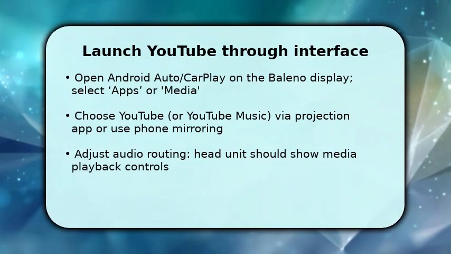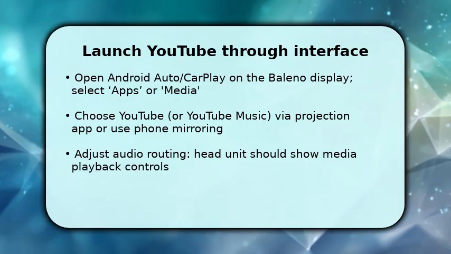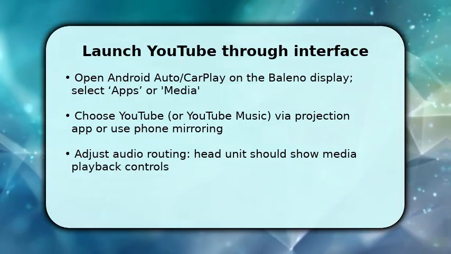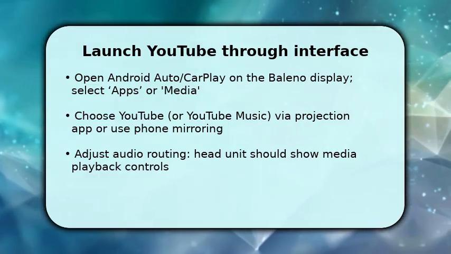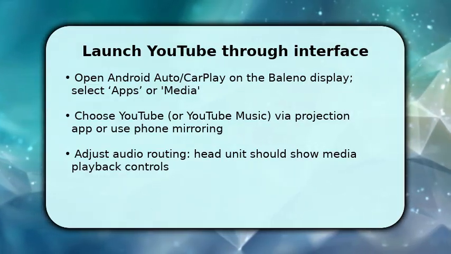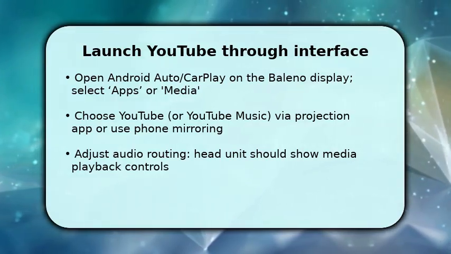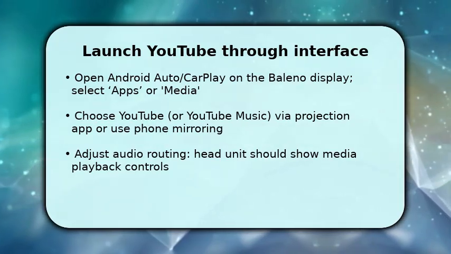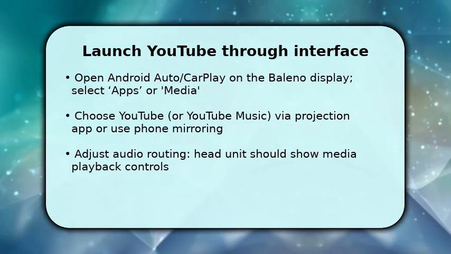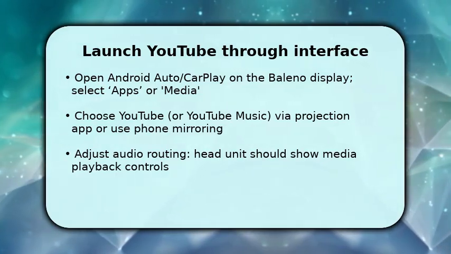You now navigate the head unit. Tap the Android Auto or CarPlay icon on the Baleno screen, then open the Apps menu to locate YouTube or YouTube Music depending on what you want. If YouTube isn't shown, use phone mirroring or third-party projection apps that the head unit accepts. You may need to allow screen casting on the phone. As you play a video, make sure audio routing is set to the car speakers so you hear sound. Use the head unit's volume controls for safe adjustment.